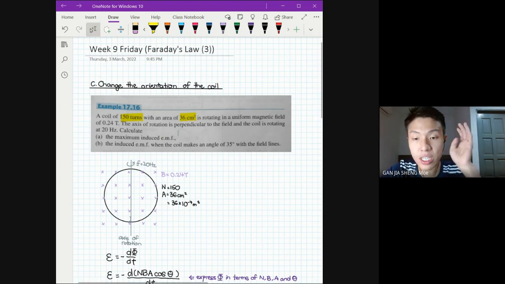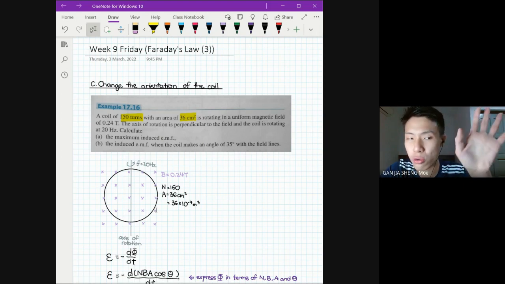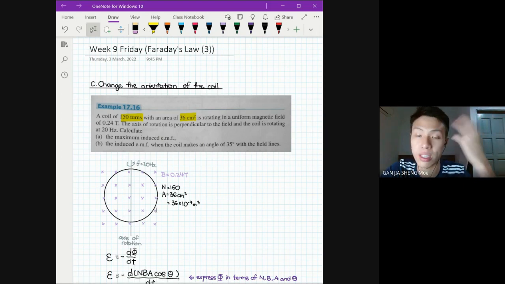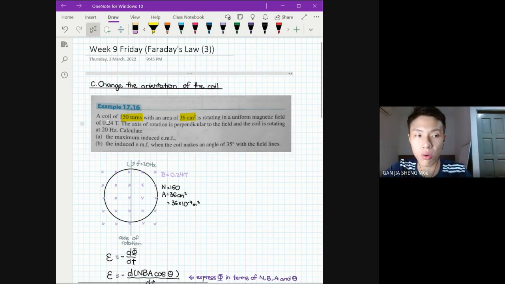The axis of rotation, they do tell that it must be perpendicular to the magnetic field, but perpendicular to the magnetic field can be horizontal, can be vertical, can be at an angle. Even if you draw your axis of rotation at an angle, you can still see that the axis of rotation is perpendicular to the field. So all this, I just assume the direction in order for me to understand the situation better. As long as you fulfill all the requirements mentioned in the question, you should be fine.